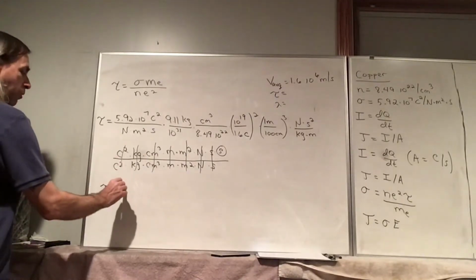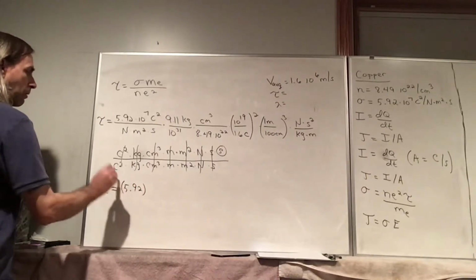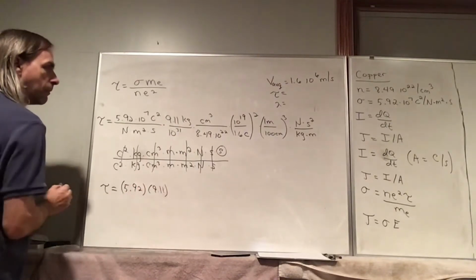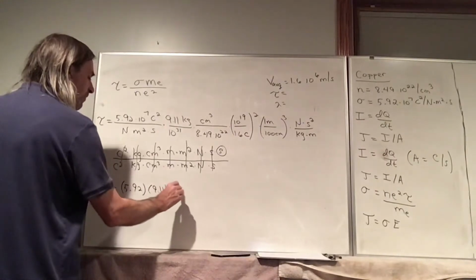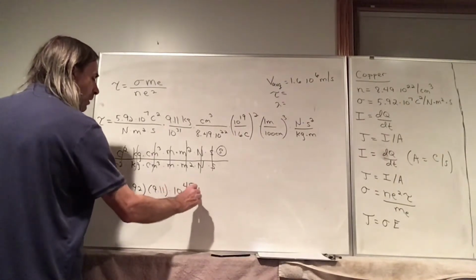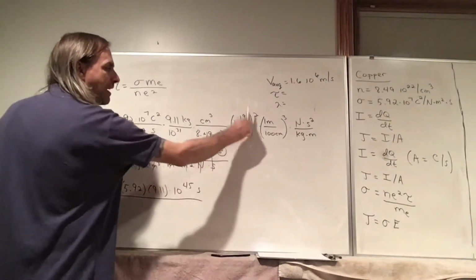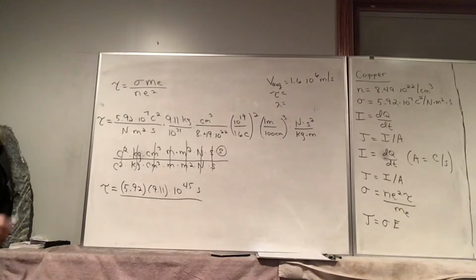So we have 5.92 times 9.11 times 10 to the 45th power, I believe. Let me double check that. So here, 10 to the 19 squared, that's 10 to the 38. And then 10 to the 7, that'd be 10 to the 45.